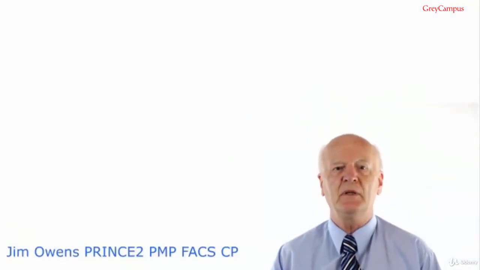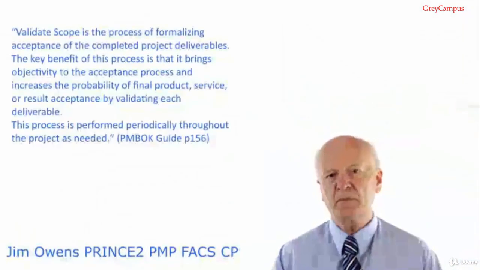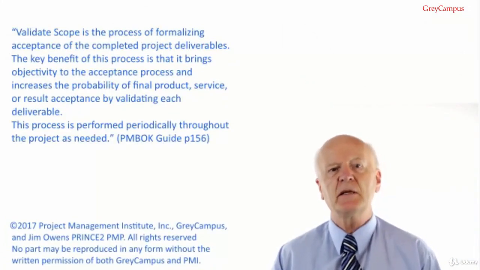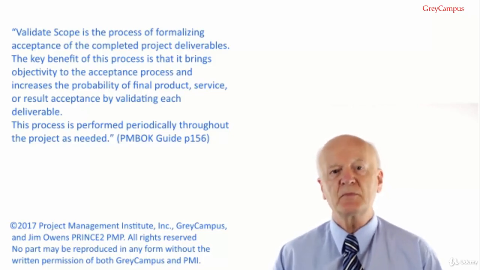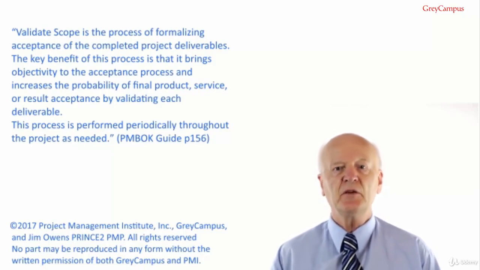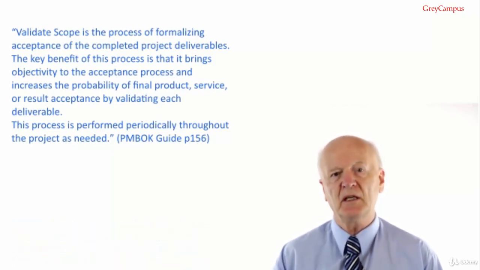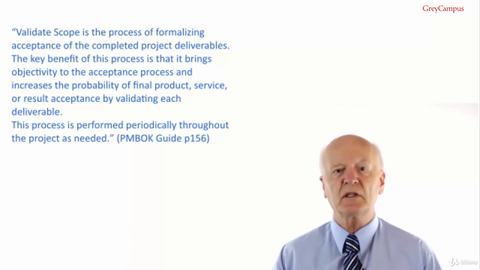3.5 Validate Scope. Validate Scope is the process of formalising acceptance of the completed project deliverables. The key benefit of this process is that it brings objectivity to the acceptance process and increases the probability of final product, service or result acceptance by validating each deliverable. This process is performed periodically throughout the project as needed, as from the PMBOK Guide, page 156.